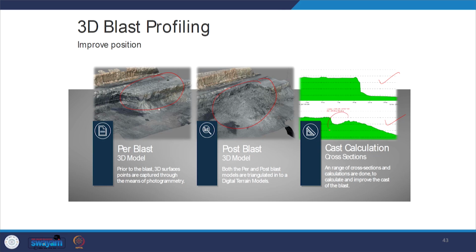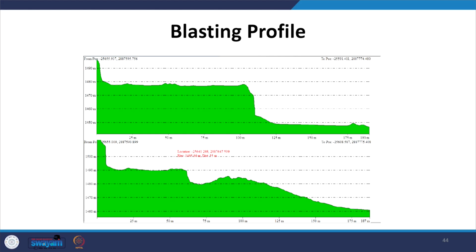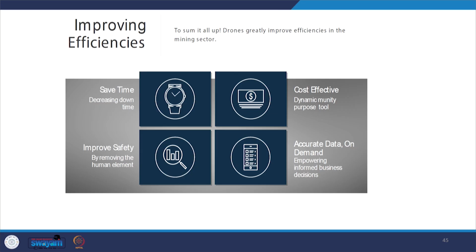One can see this particular depression. This depression indicates that the minerals have been removed from here. So, one can also do the calculations for the volume of the material which has been removed. These are the details of the profile, where one can find out the volume of the material which has been removed.